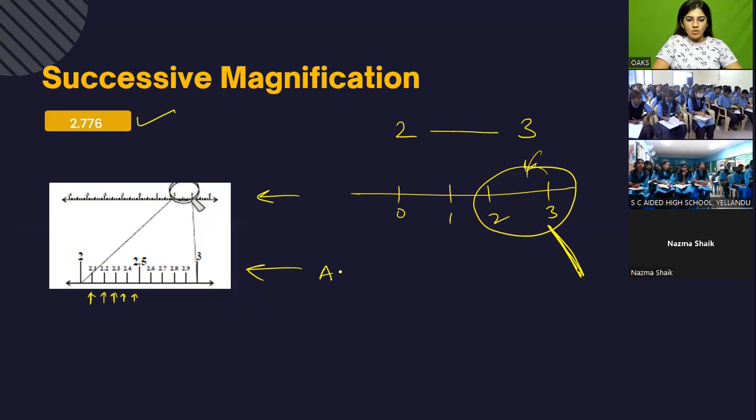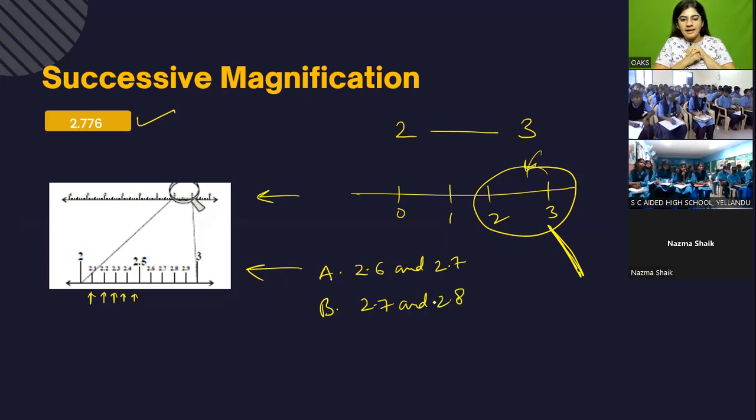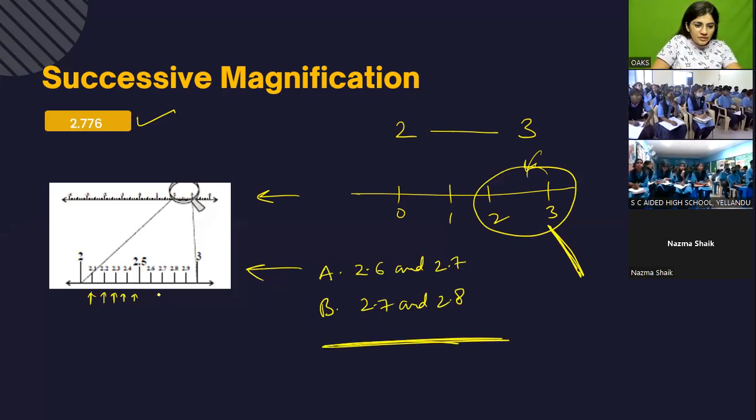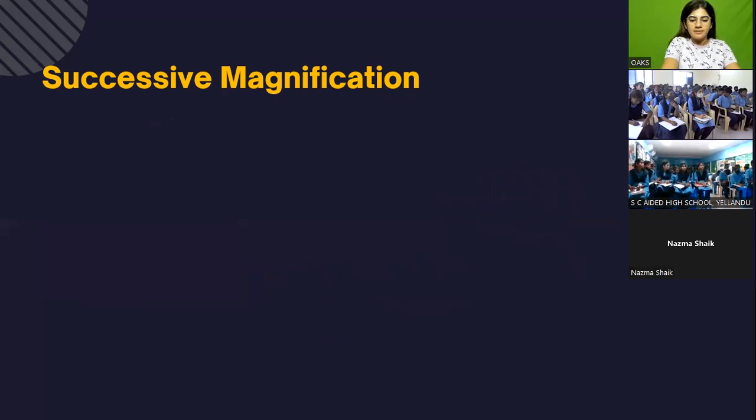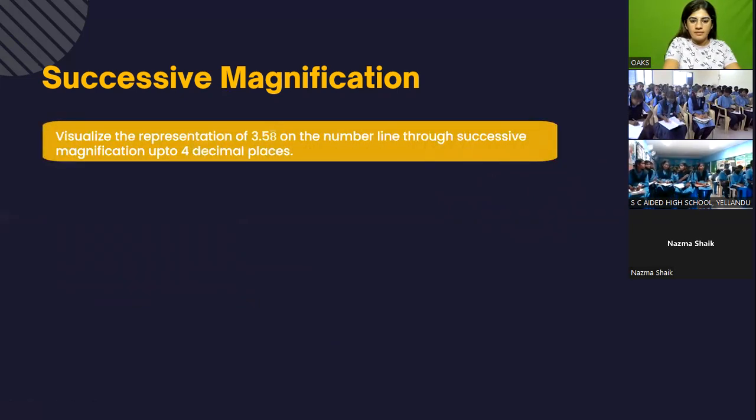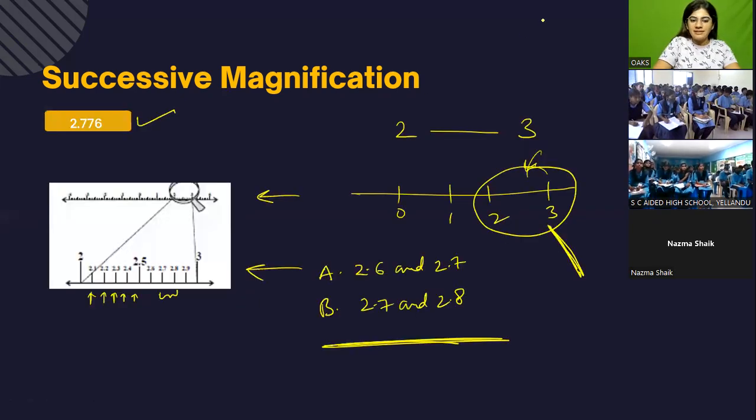So, let me give you two options. Does this lie between 2.6 and 2.7? Does this lie between 2.7 and 2.8? So, school 1, can you answer A or B? B, madam. Okay, great. B. So I have this window, 2.7 and 2.8. I'll magnify this one.